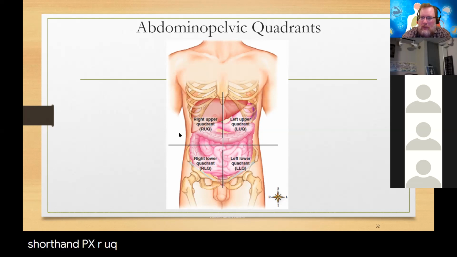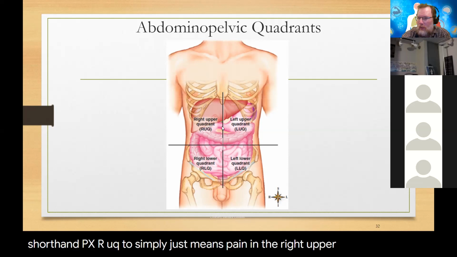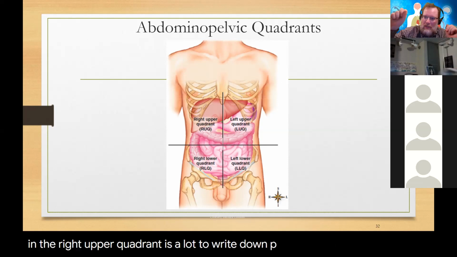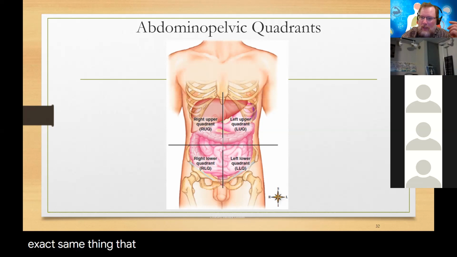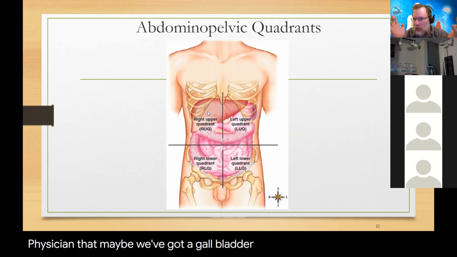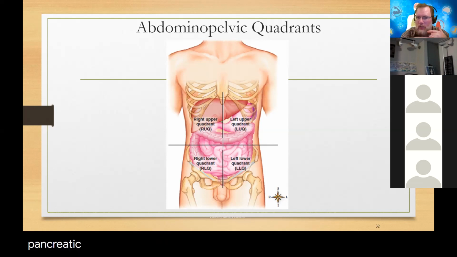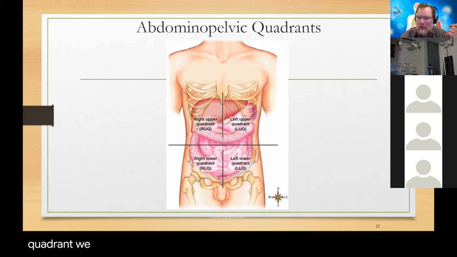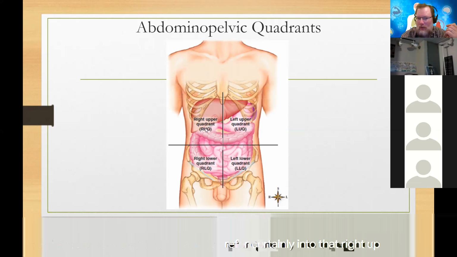PxRUQ simply means pain in the right upper quadrant. Pain in the right upper quadrant is a lot to write down. PxRUQ is 5 letters, saying the exact same thing that 30 letters say. And that could be indicative to the physician that maybe we've got a gallbladder issue, maybe we've got a pancreatic issue. Some pancreatic issues radiate over into that right upper quadrant. We see liver hepatitis issues refer certainly into that right upper quadrant.